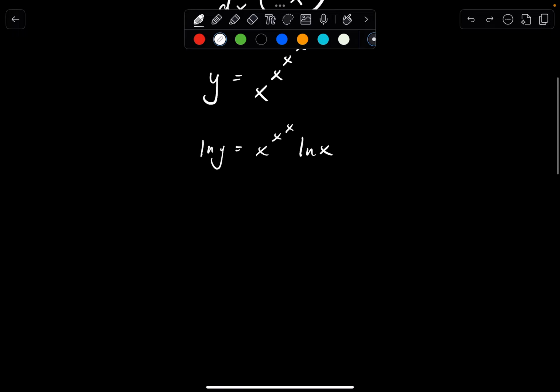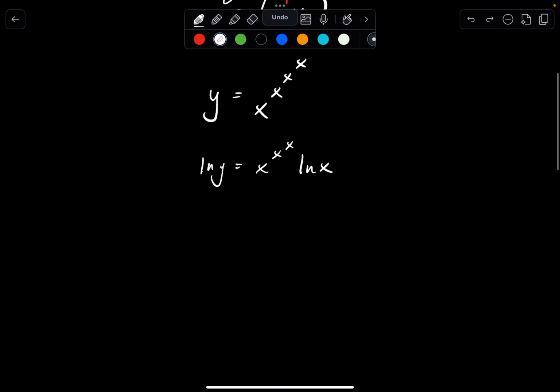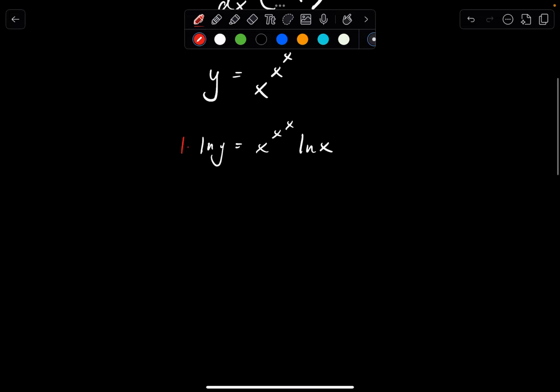Now, once we do that, there's still a bunch of stuff in the exponent, and those are x's. If those were like standard constants or whatever, I would be fine differentiating this, but since there's still x's, let's take the log on both sides again. So if we take ln again, what happens? On the left, I get ln of ln y is equal to ln of x to the x to the x ln x.